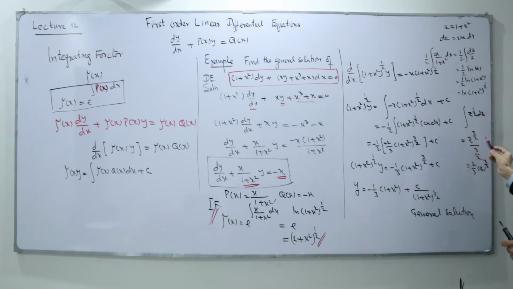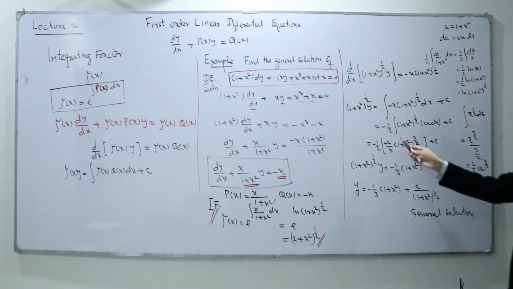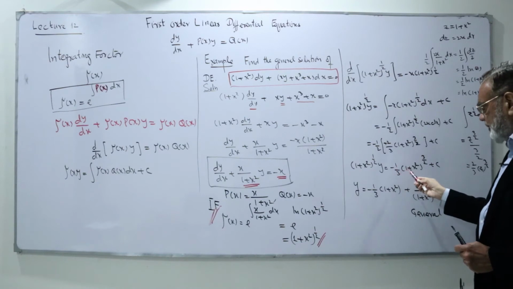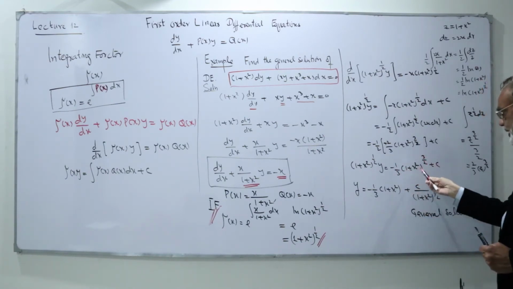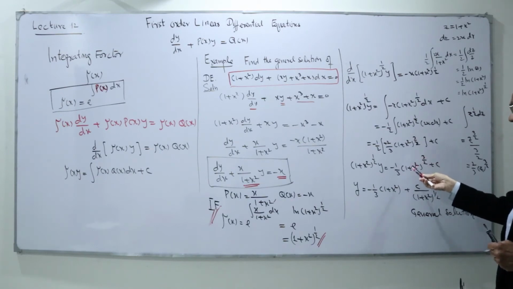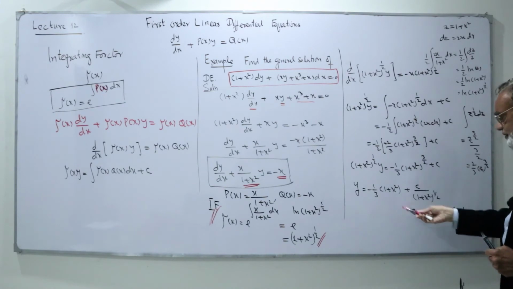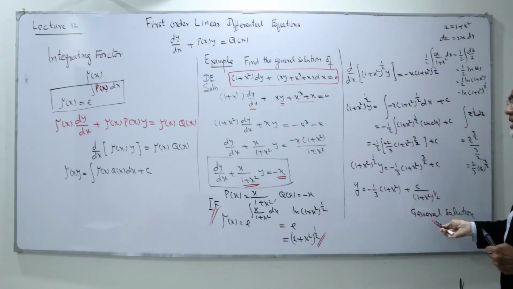Integrating this, we get z to power 3 by 2 over 3 by 2, 1 by 2 plus 1. And we get 2 by 3 times z to power 3 by 2. The value of z is 1 plus x square, we write it here. Now this 2 is cancelled with this 2, we get minus 1 upon 3, 1 plus x square to the power 3 by 2 plus c. Now this is 1 plus x square to 1 by 2 into 1 plus x square. So 1 by 2 is cancelled with the 1 plus x square. We get c over 1 plus x square to 1 by 2, and this is my general solution.